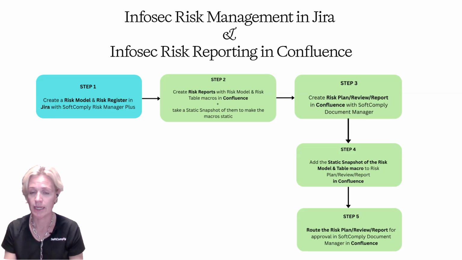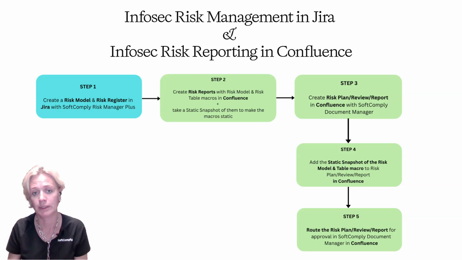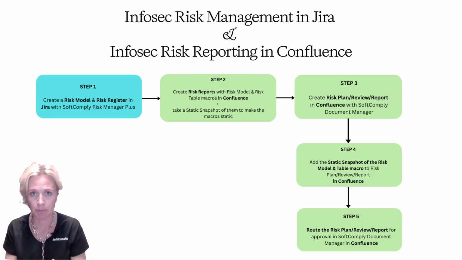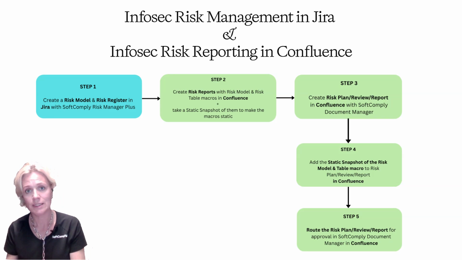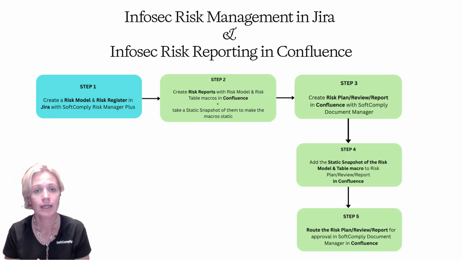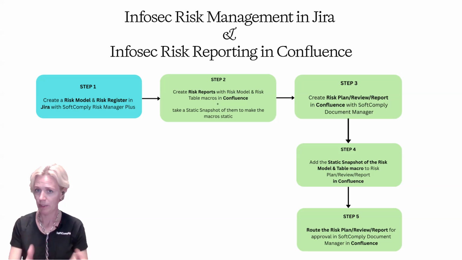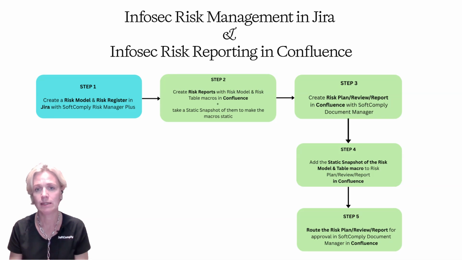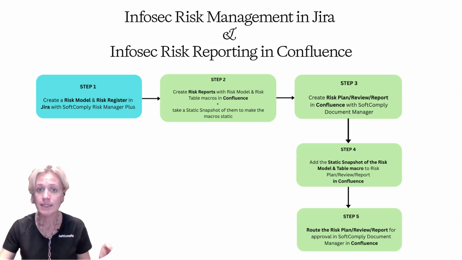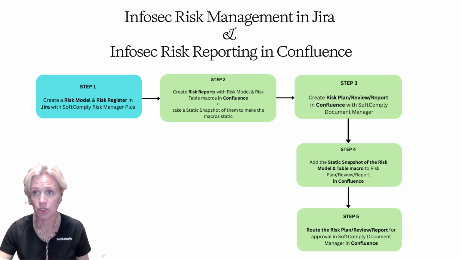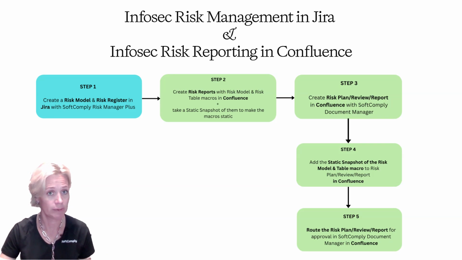Now, the snapshot is there, the document is ready. For example, it is a risk management plan with a risk model setup ready to go, meaning that you need to route this document for approvals inside the Document Manager app. And once you have signed the document, be it the risk management plan or the risk review meeting minutes, you can release it for everybody in the organization. And this is a very quick summary of what we are going to show you today in this video. So let's start from the beginning, and let's start with Jira and by creating a risk model.